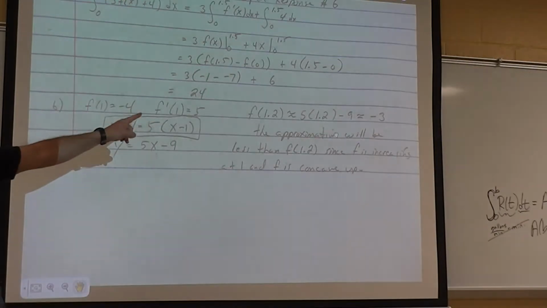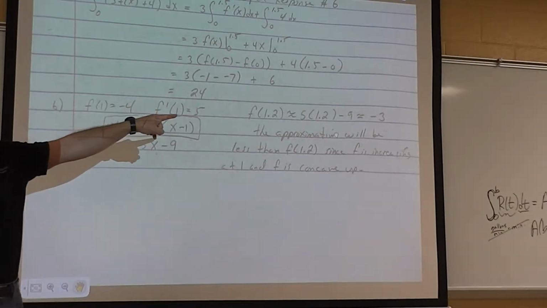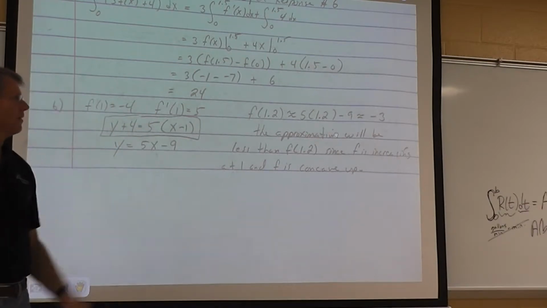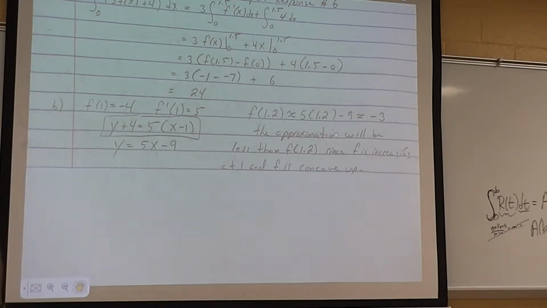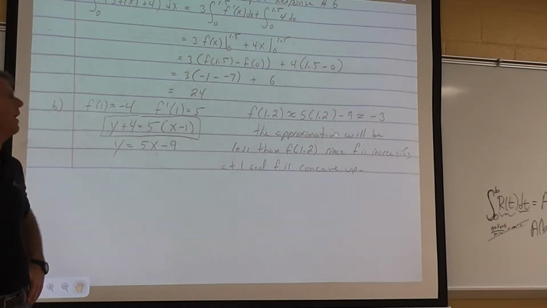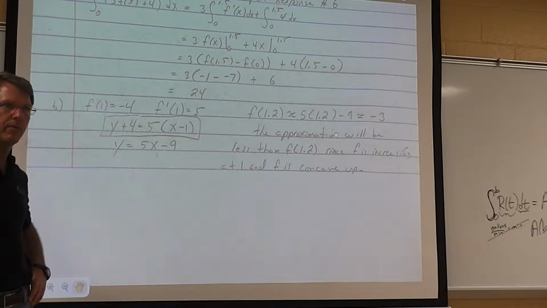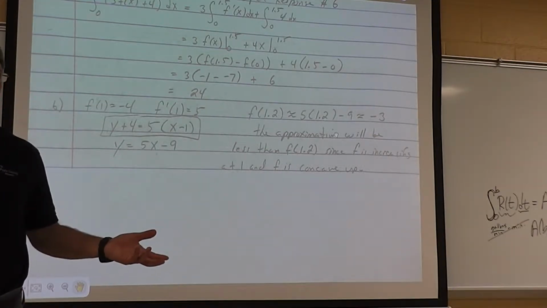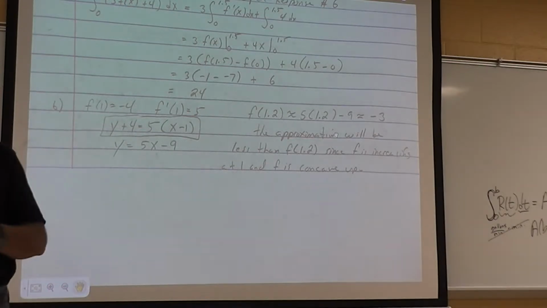Now, it says use this tangent line as an approximation for the function value at 1.2, which is basically plugging 1.2 into the tangent line. We get -3. And then, will this approximation be less than f of 1.2? I forget how they phrased it, did they say less than, or greater, or just less than? Less than or greater than. Okay, less than or greater than.